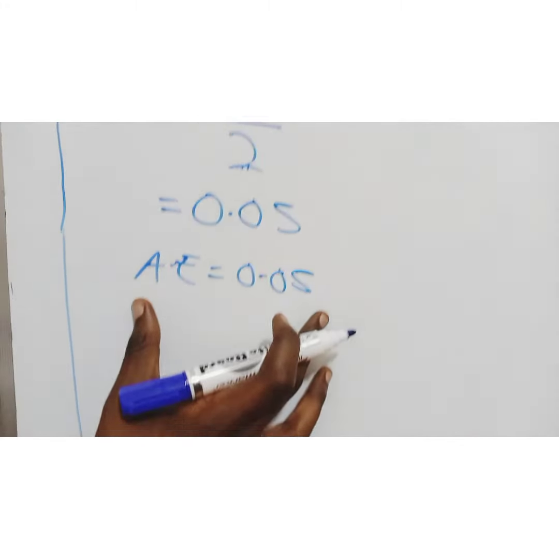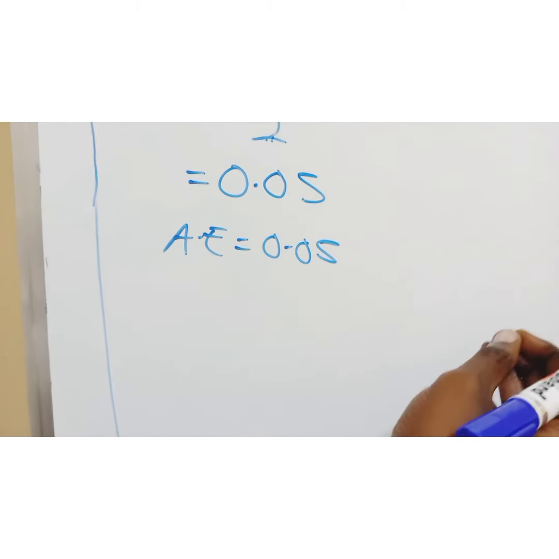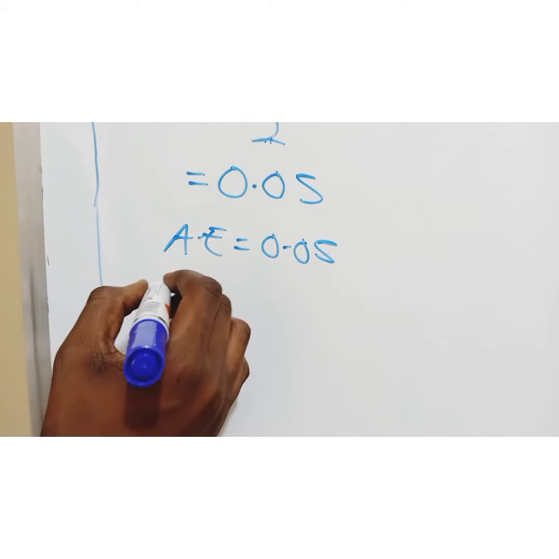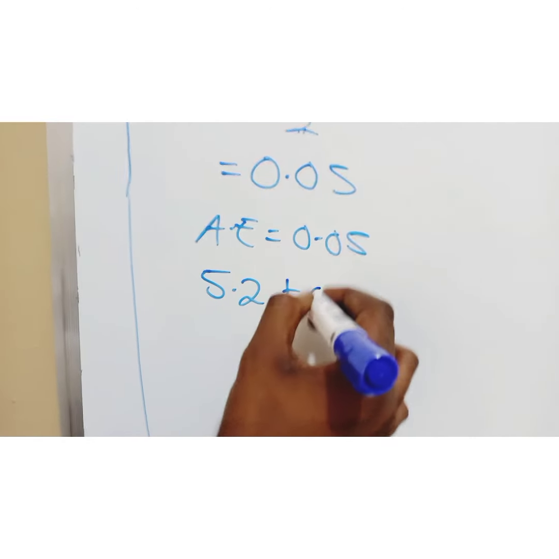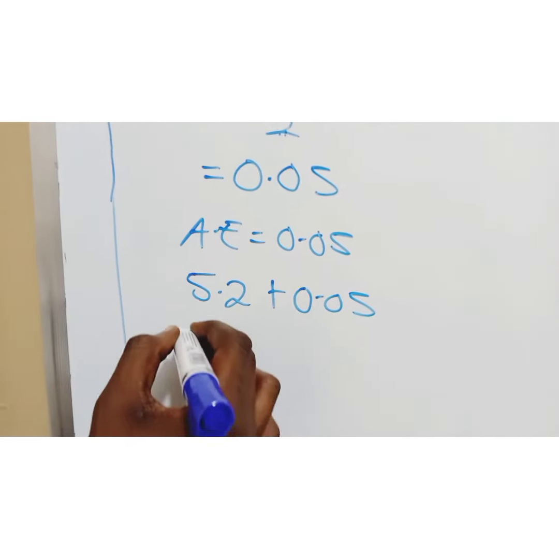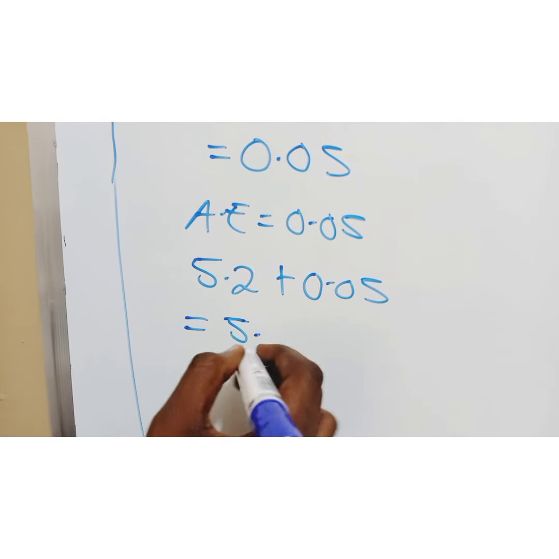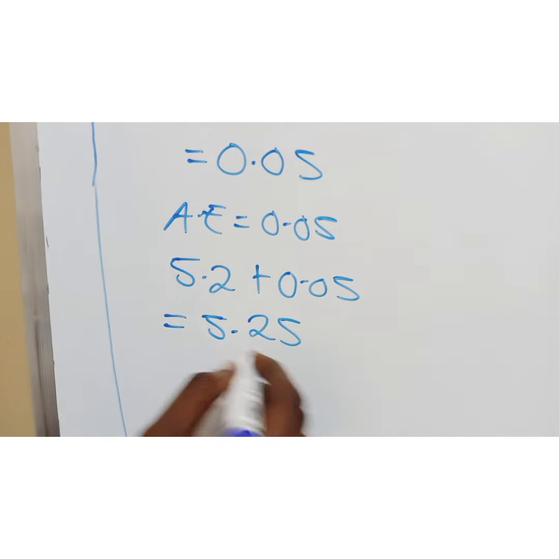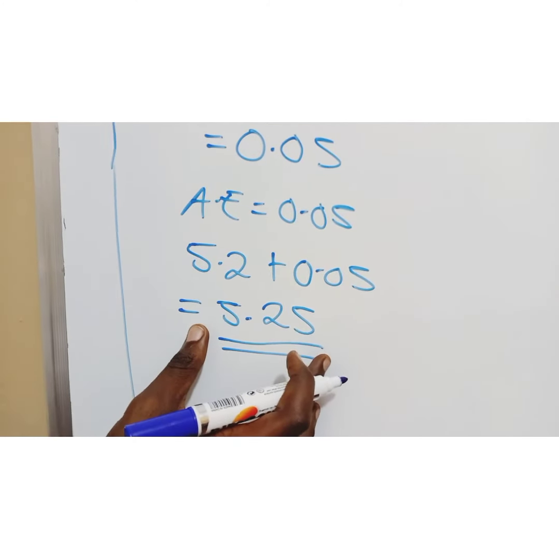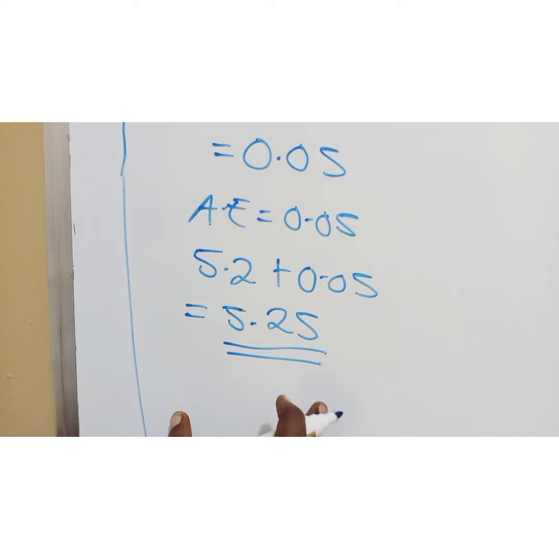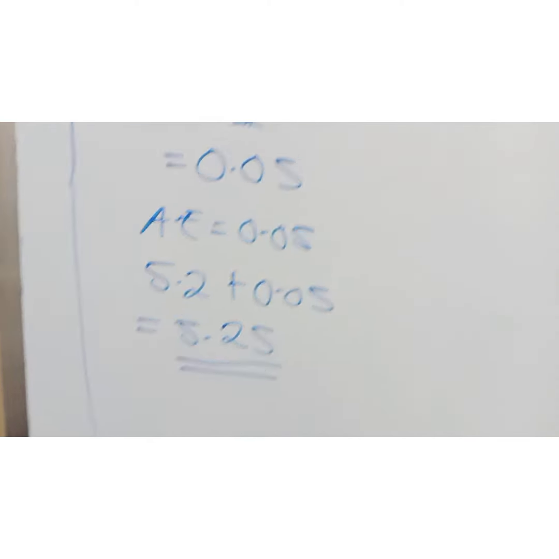After you find your absolute error, you add it to your true measure. Our true measure is 5.2. Our absolute error is 0.05. So our final answer will be 5.25. Once you add these, 5.25. So this is your maximum possible length. 2 marks. Very easy, isn't it? All right. Let's look at our second example. Find the maximum possible length of 12.1.